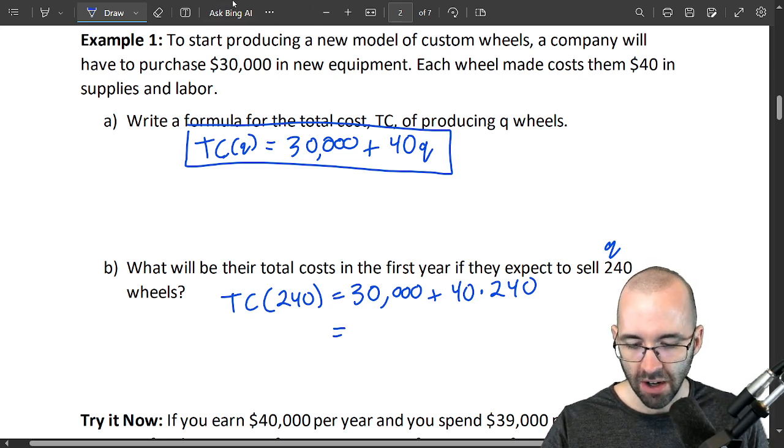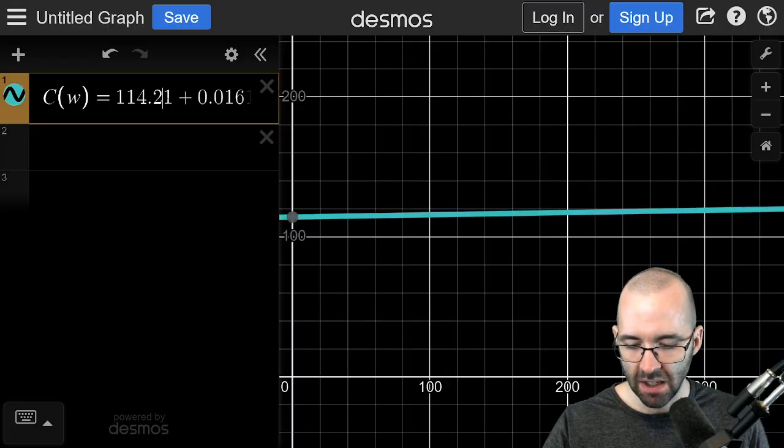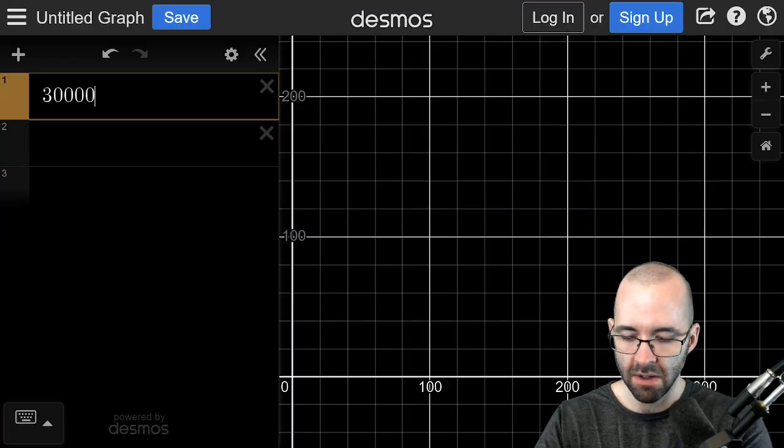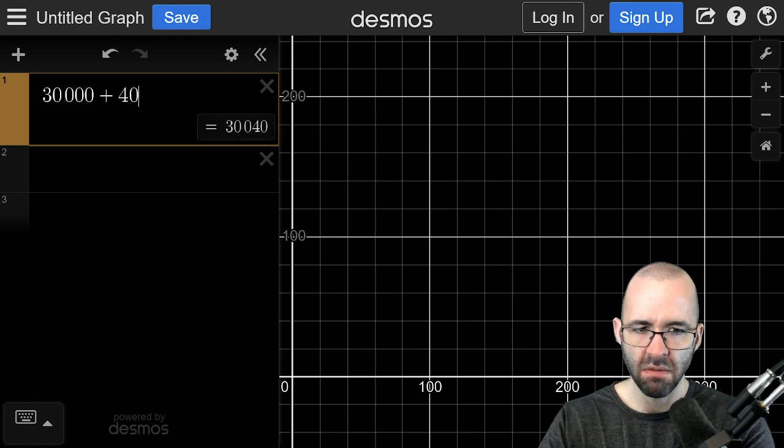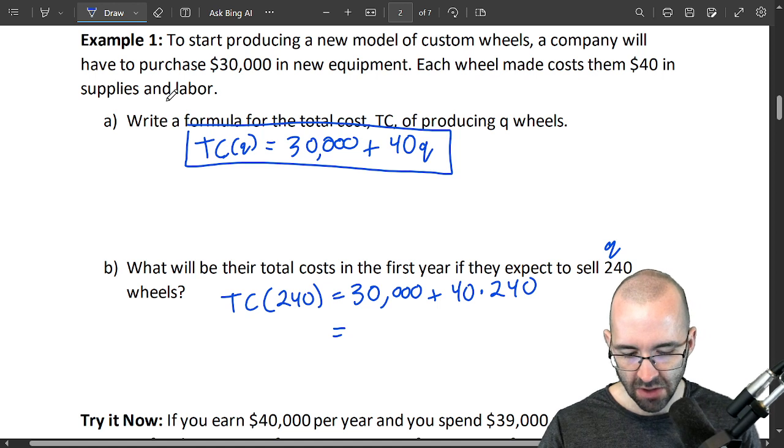We just type that into a calculator, okay? And then we try to find where I put my Desmos. We find it. All right, 30,000 plus 40 times 240, 39,600. So the total cost will be this.